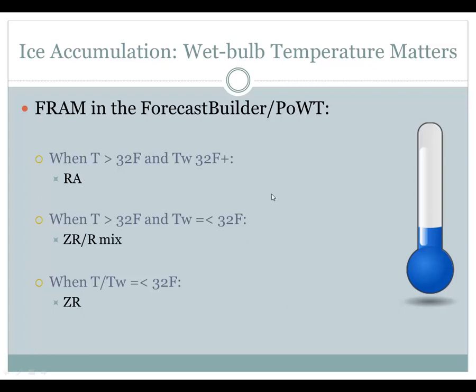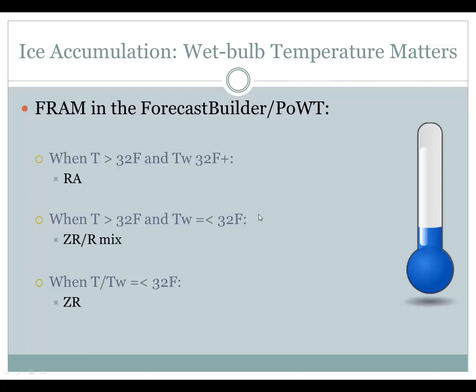So let's take a closer look at how then the ForecastBuilder and probability of weather type take this research into account. There's basically 3 classes when we have liquid hydrometeors coming into the boundary layer, and it's based on temperature and wet bulb temperature. So the first scenario is when our temperatures are above freezing and our wet bulb temperatures are also above freezing. In that scenario, then, we have an all rain forecast. When our temperatures are above freezing and our wet bulb temperature is at or below freezing, then we have a mix of rain and freezing rain.